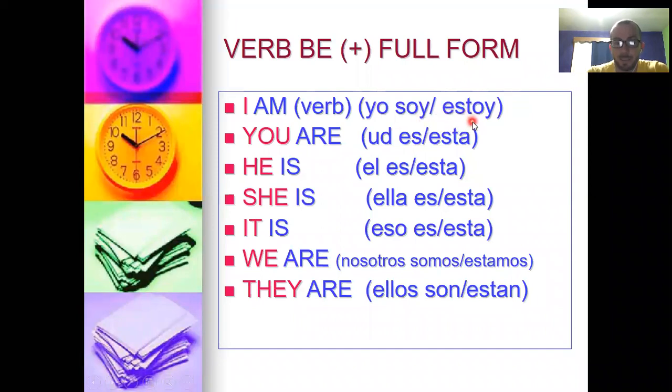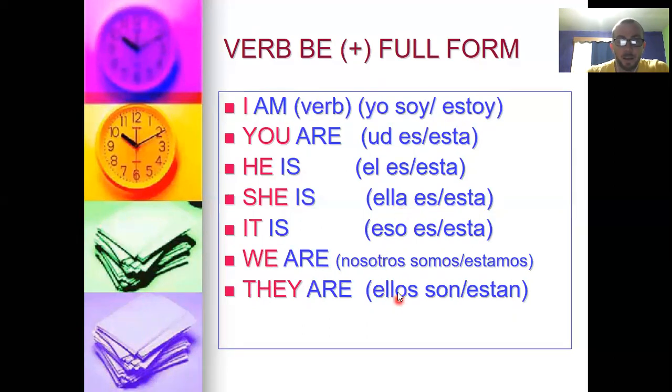That means that I am, depending on the context, can be yo soy o estoy. She is, depending on the context, can mean ella es or ella está. That's why we need to be careful with the context that it has. Remember, with he, she, and it, we use is. With we, you, and they, we use are, and with I, we use am.